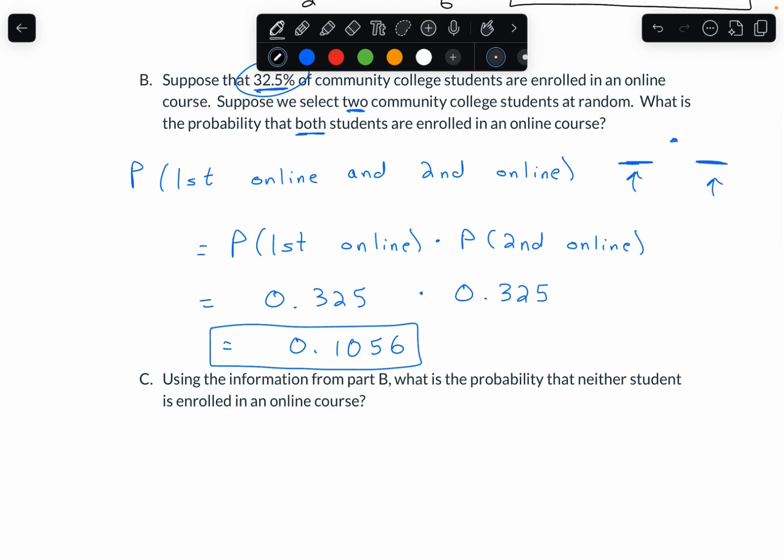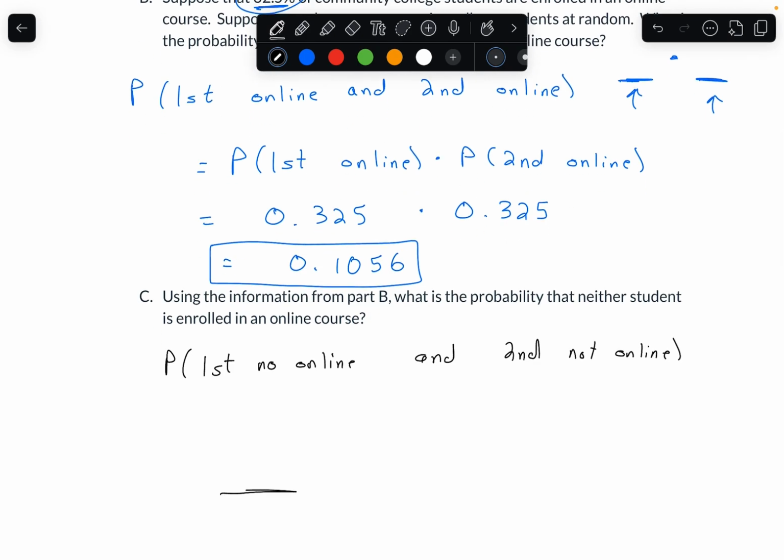In the next example, it says, using the information from part B, what is the probability that neither student is enrolled in an online course? So in this case, I want both students to not be enrolled in an online course. If I wanted to write this out as an AND statement, I want the first to be not online, and the second to be not online. So I'm really taking the probability that the first is not enrolled in an online course, and I'm going to multiply that by the probability that the second is also not in an online course.